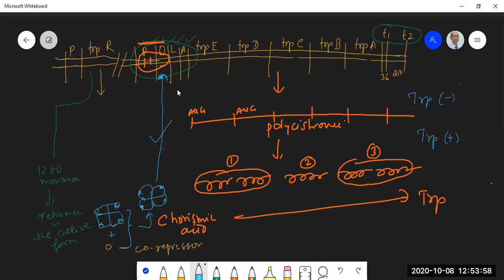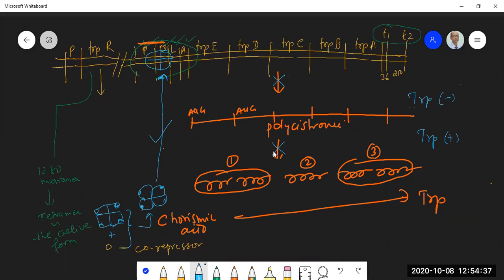And when the operator is occupied, RNA polymerase cannot come and bind over here. And when RNA polymerase cannot come and bind, transcription will not take place, and translation therefore will not take place.